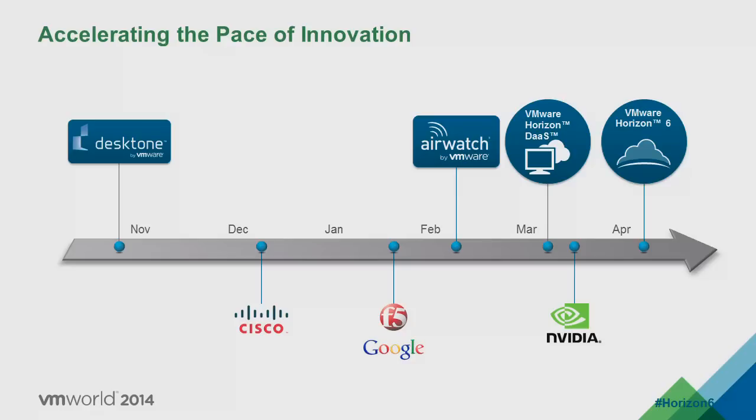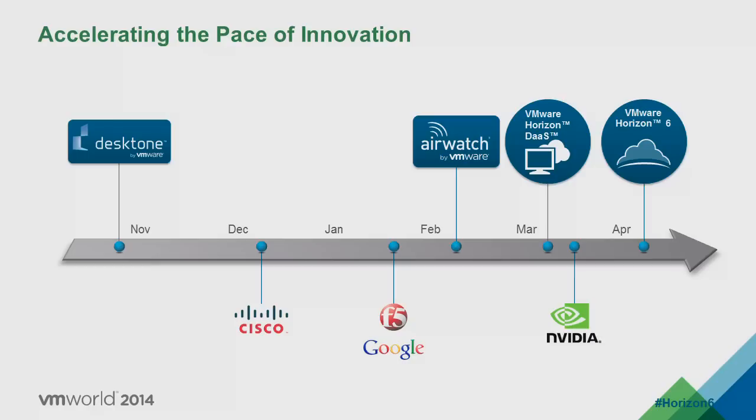Last fall, we acquired Desktone, the leading provider of DaaS, and we followed it up with a strategic announcement with Cisco, in which case they delivered Desktone desktops on their cloud infrastructure. After that, we did an announcement with Google whereby we allowed Google Chromebooks to connect to our VDI backend. So that was very important for our customers in the K through 12 sector.